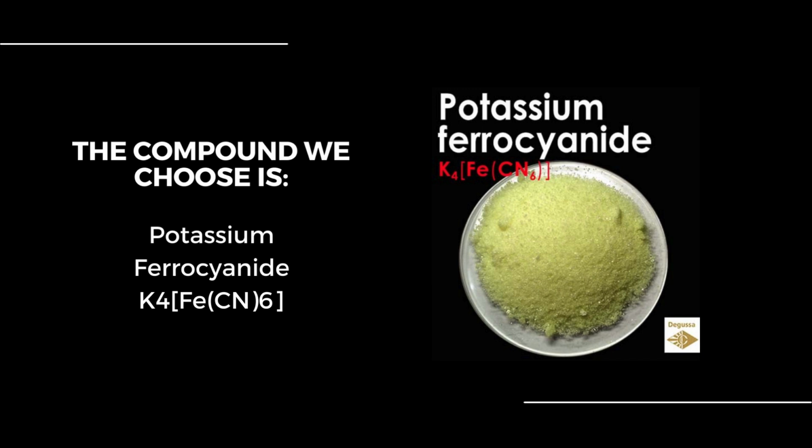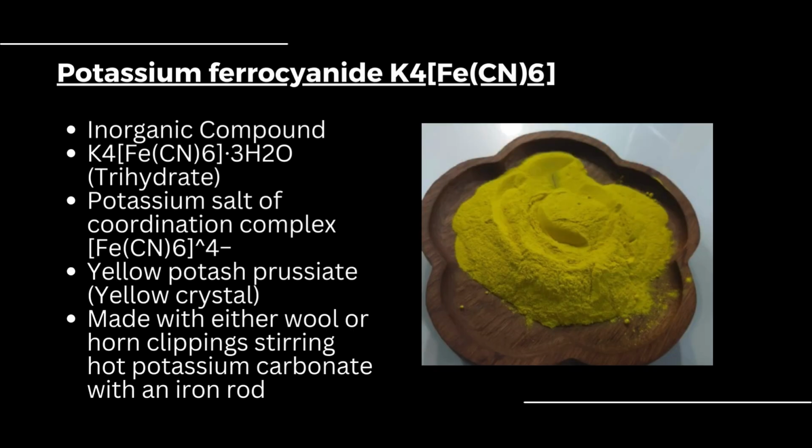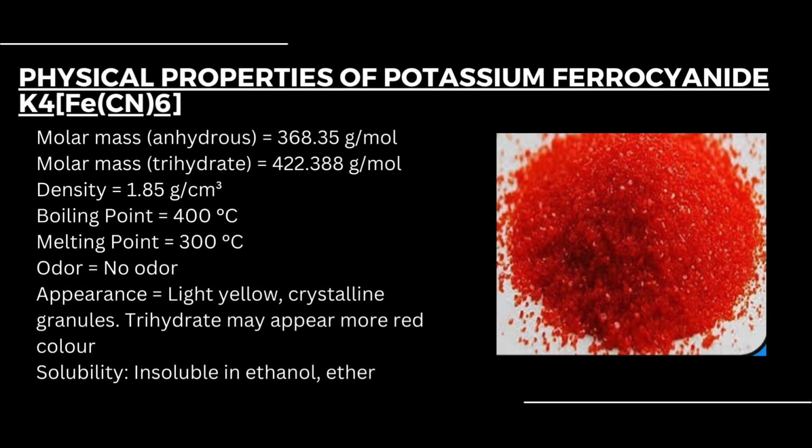So potassium ferrocyanide is an inorganic compound and is a potassium salt of the coordination complex ferrocyanide ion, which is [Fe(CN)6]4-. The physical properties include its molar mass, density, boiling point, and melting point, as mentioned here. The molar mass for potassium ferrocyanide in anhydrous form is 368.35 gram per mole, whereas the molar mass in trihydrate form is 422.38 gram per mole.